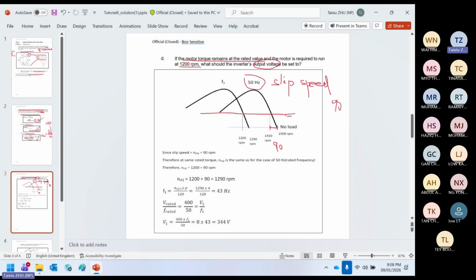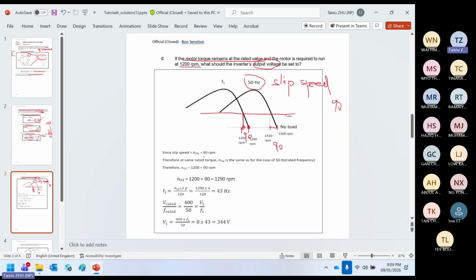Okay, now the frequency is reduced, so you get a new motor speed here, right? But remember the theory says at the new frequency, the slip speed is the same. That's the theory. Now this is also 90. Okay, now from here, actually, you can find the inverter frequency, correct? Okay, let's see how to do it. So this just now is the analysis. Now we do the calculation.